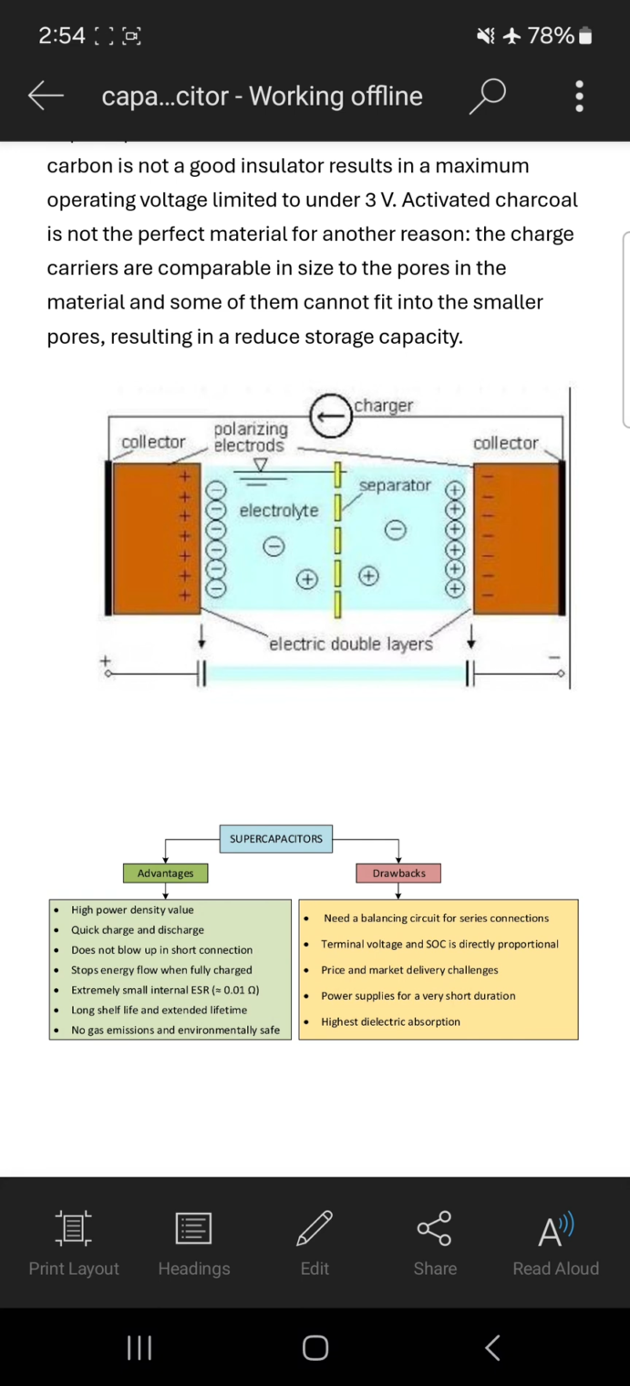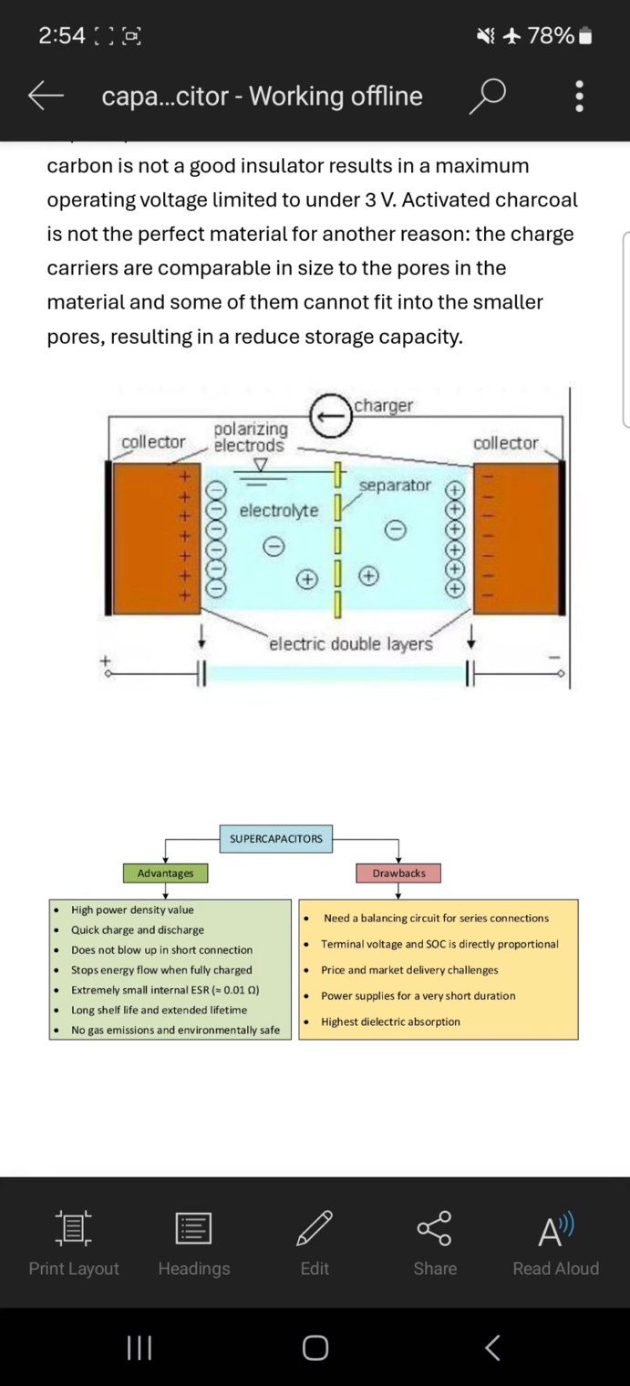Then moving toward the advantages and drawbacks of supercapacitors. There are some advantages of supercapacitors, like high power density, quick charge and discharge, they do not blow up in short connection, stop energy flow when fully charged, extremely small internal resistance, long shelf life and extended lifetime, no gas emission and environmentally friendly.